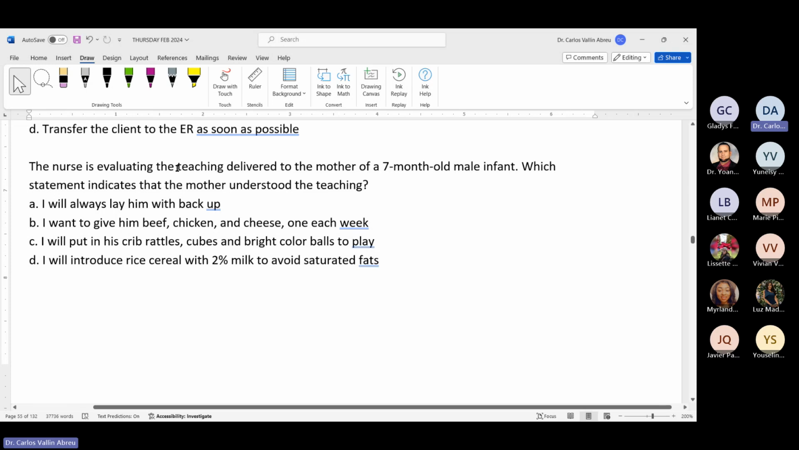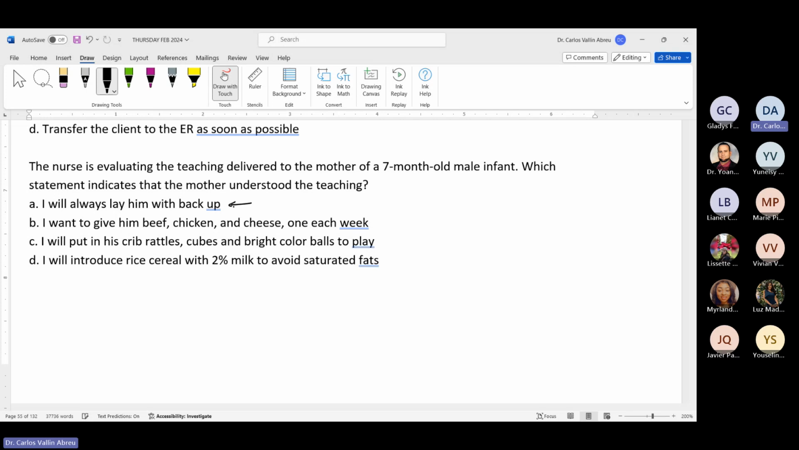The nurse is evaluating the teaching delivered to the mother of a 7-month-old male infant. Which statement indicates the mother understood the teaching? So we are looking for the correct statement. "I will always lay him with back up."